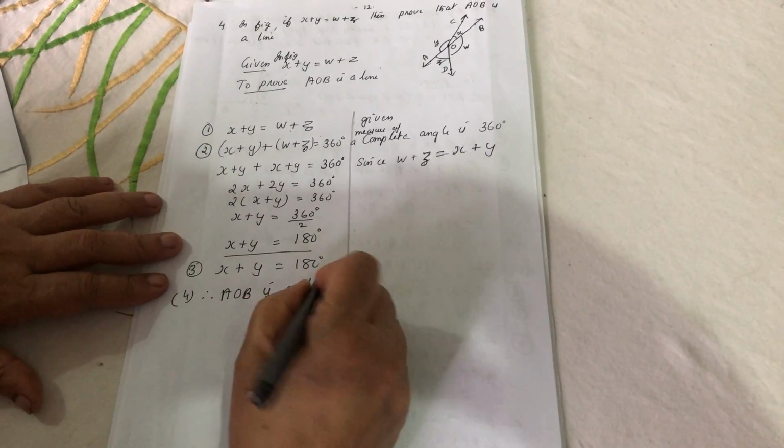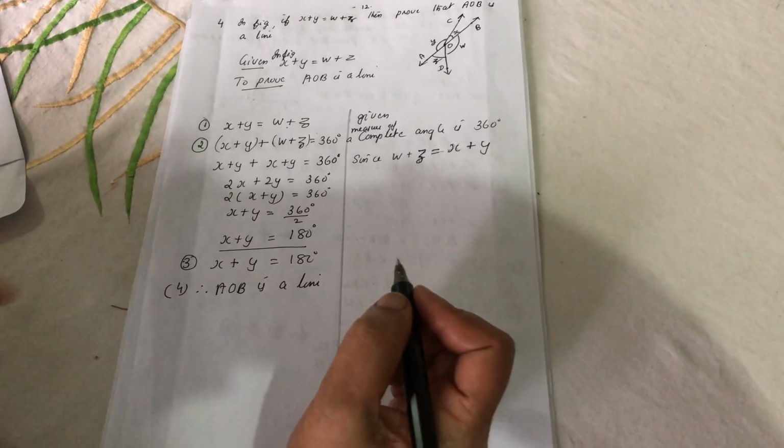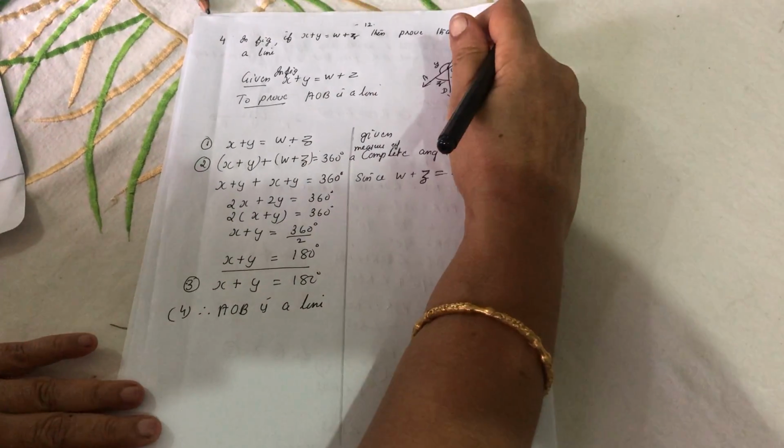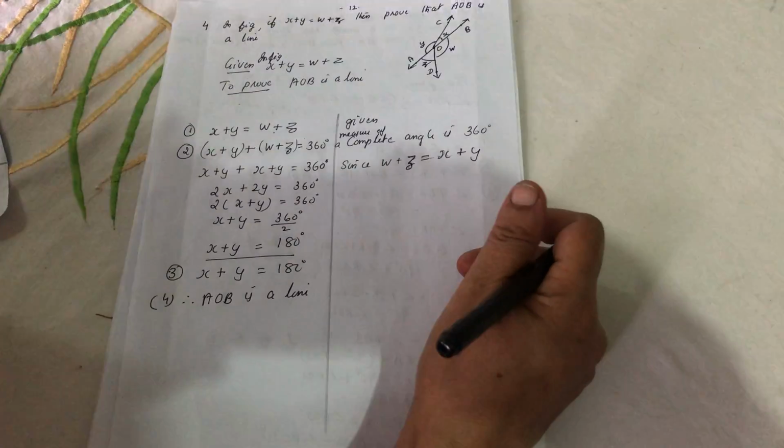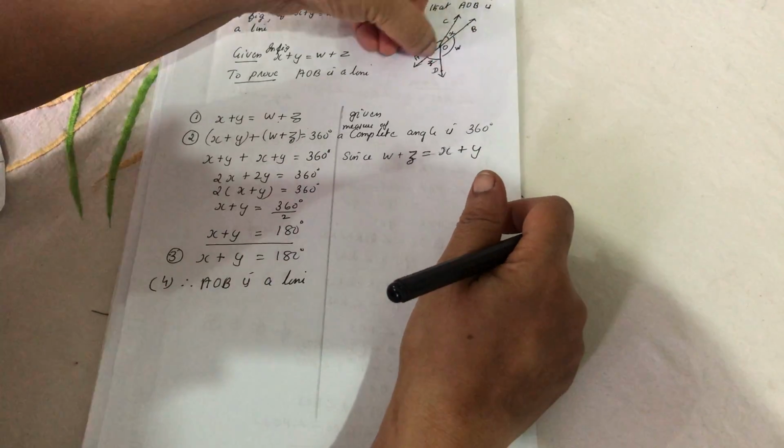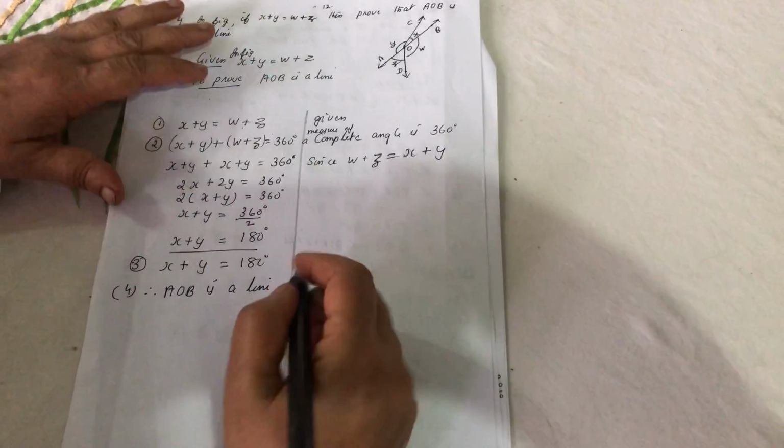Why is AOB a line? Since the sum of two adjacent angles is 180, non-common arms form a line. That is a theorem, you have learned it.